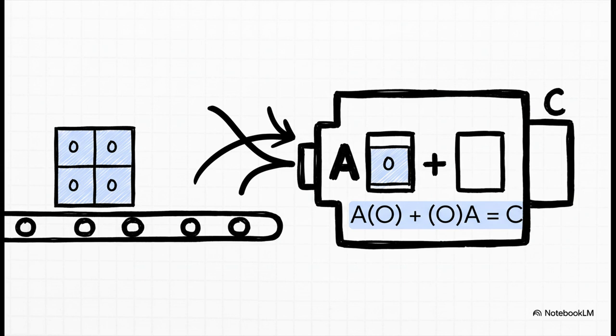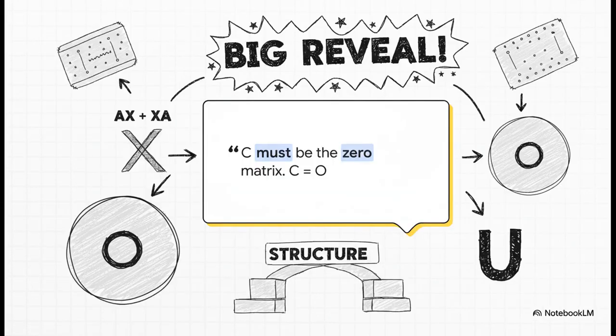It's got to satisfy the rule AX plus XA equals C. So, what happens when we plug in the zero matrix for X? Well, A times 0 is 0. 0 times A is 0, so the whole left side just becomes 0. And the equation becomes 0 equals C. And that's it. That's the big reveal of the whole mystery.